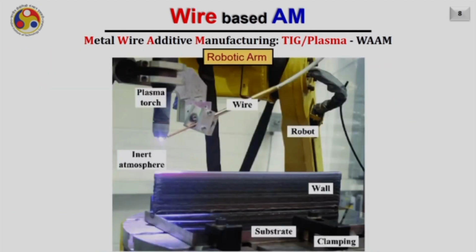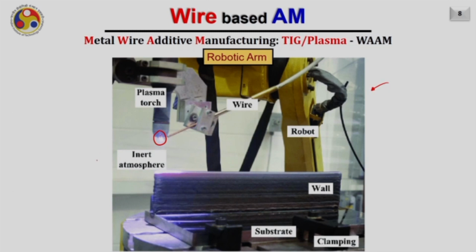When the system is mounted on a robotic arm, it looks something like this. So this is the robotic arm shown in yellow color here, and this is the plasma torch, not the TIG torch. Please note that, because there is no protruded tungsten outside. And in this plasma torch, we are now going to feed the wire.